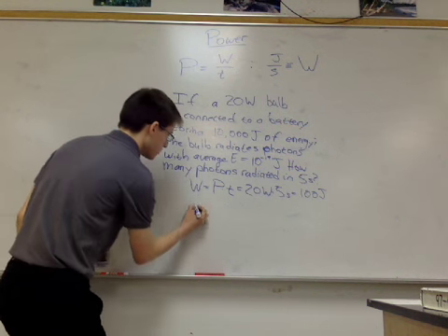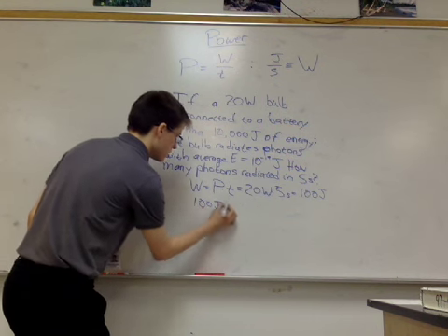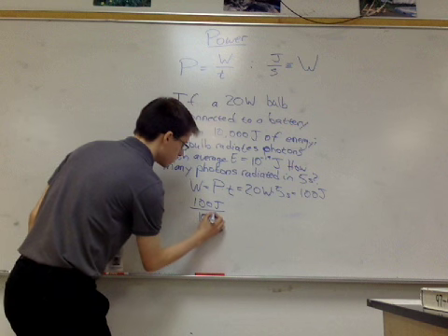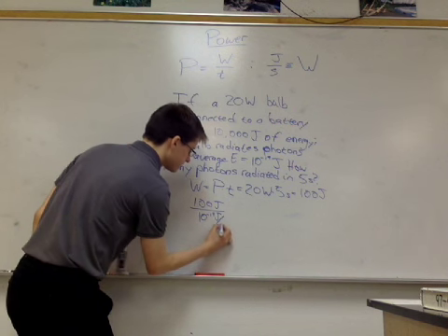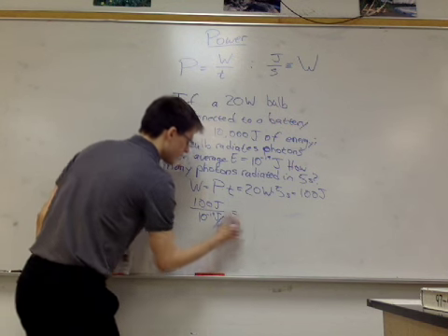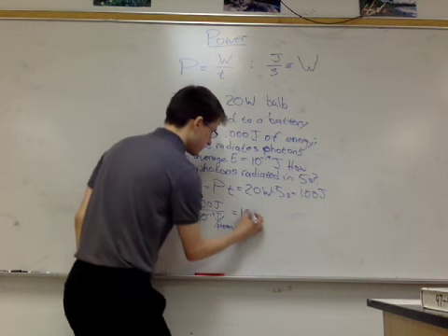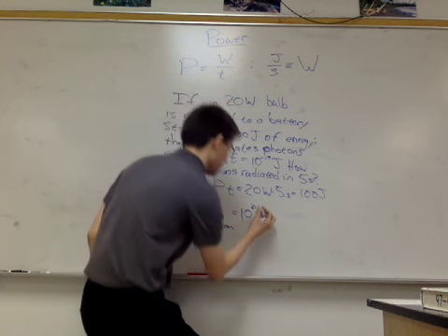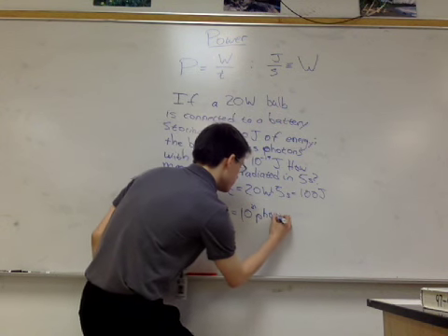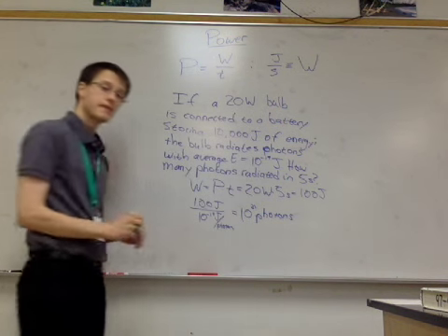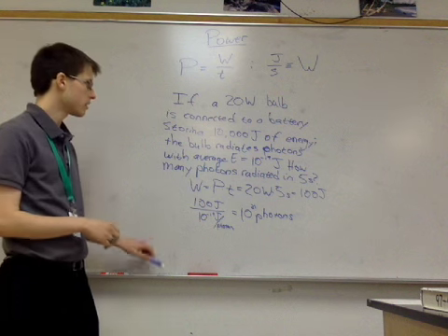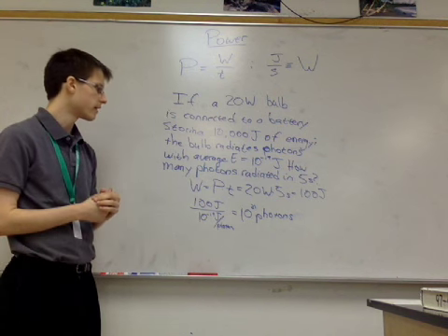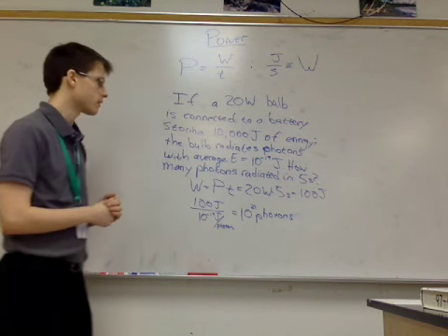So we have 100 joules. We divide by 10 to the negative 19 joules per photon, and we get 10 to the 21st photons. That's how many photons are put out in 5 seconds in this scenario, which is quite a lot of photons.